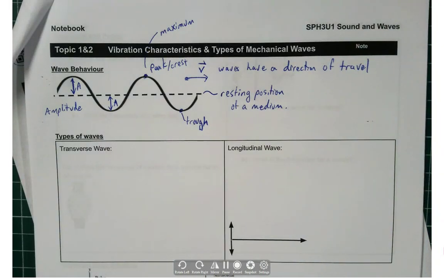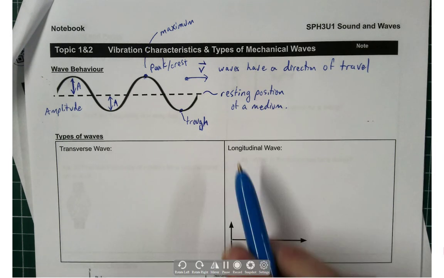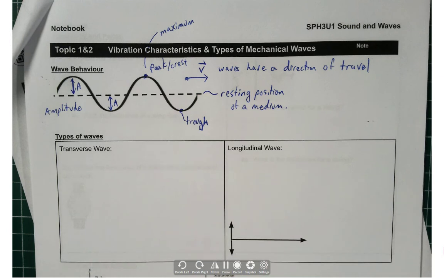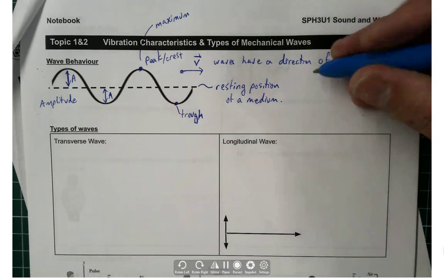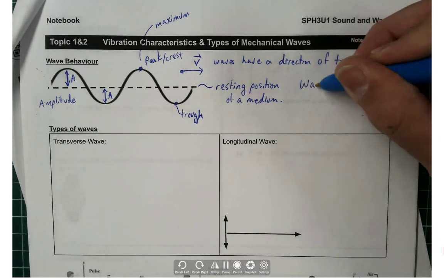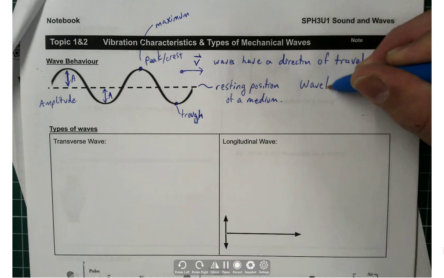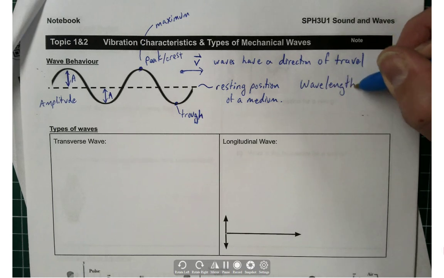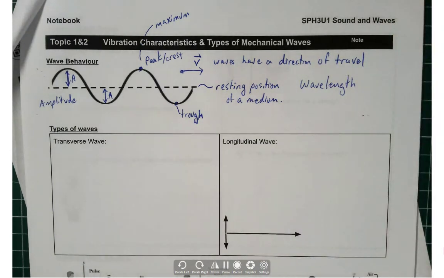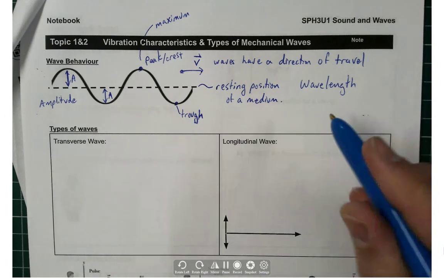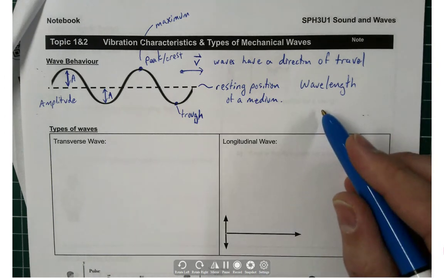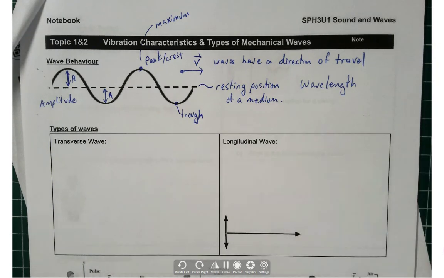If we're talking about sound waves, we might talk about its baseline particle density. But let's just stick with water waves for a minute. The resting position of the medium. And then here's another one that people have probably heard a bunch before, and it's wavelength. I think the wavelength has a name that's pretty much self-explanatory. A wavelength is the length of a wave. There you have it.